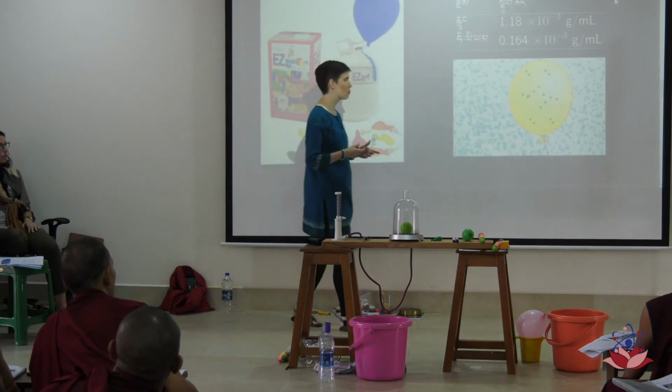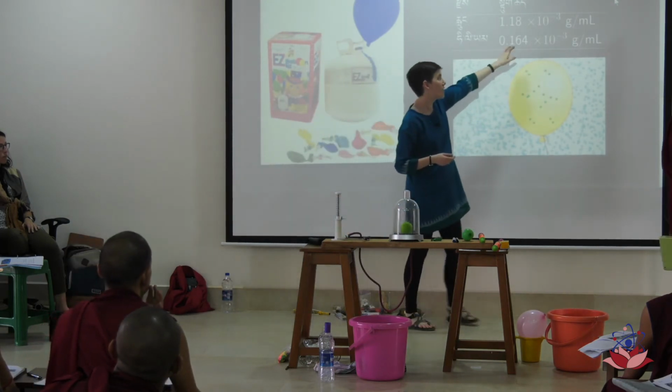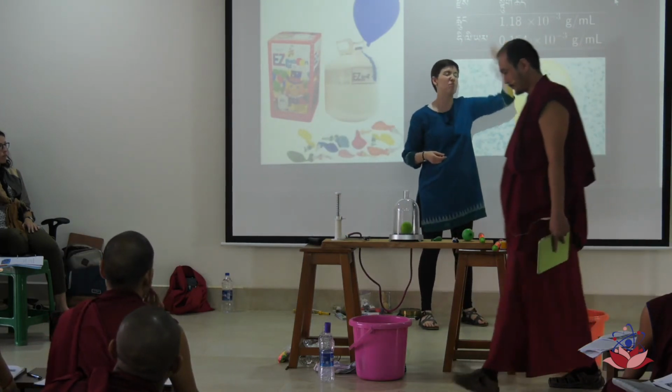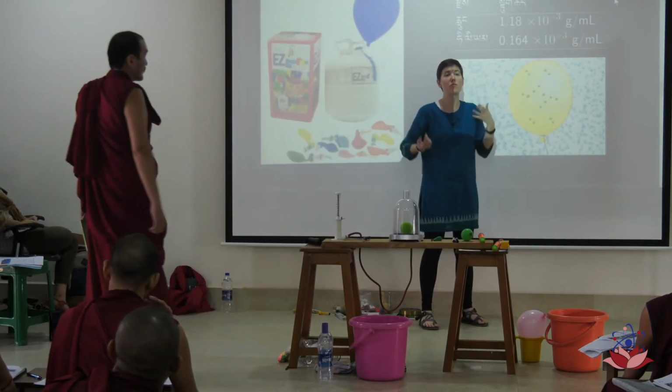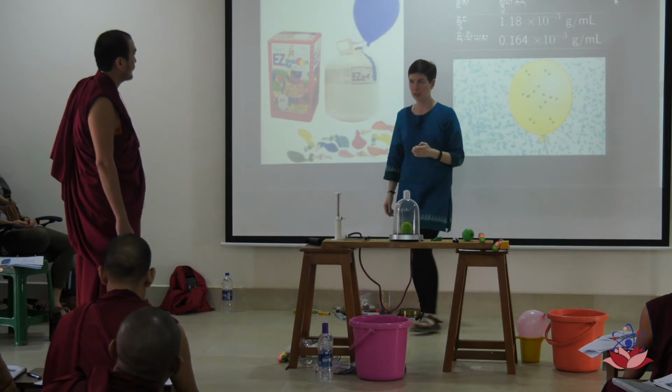Small. Very small. And this is 10 to the -3, so that's 1 divided by 1,000. And if you remember, the density of water is 1 gram per milliliter.